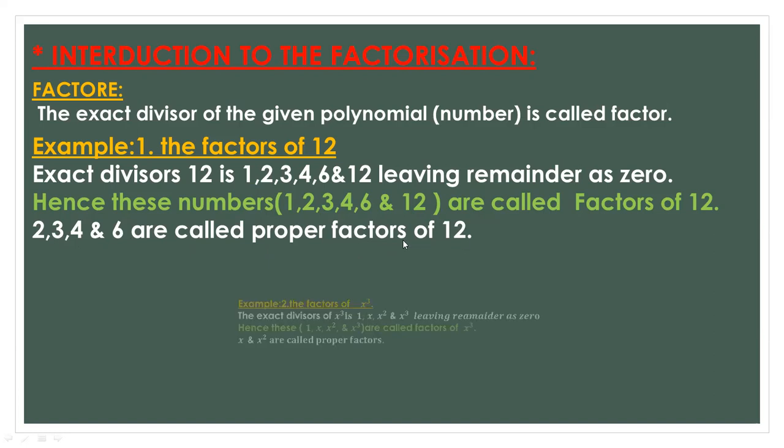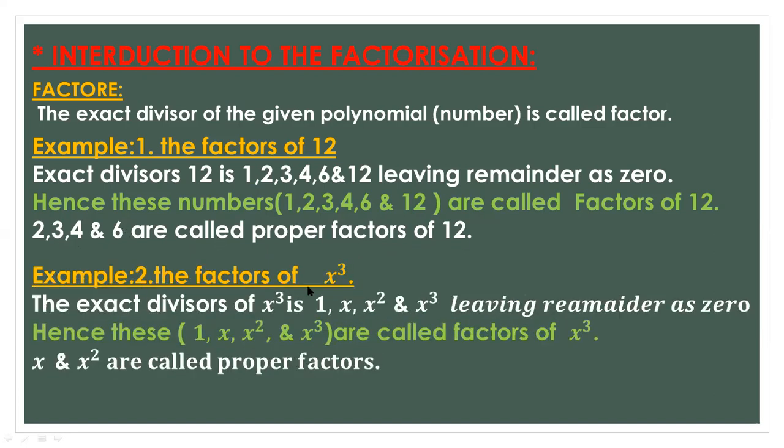So we shall take one more example here. The factors of x cube. The exact divisors of x cube are 1, x, x square and x cube. These divide x cube, leaving remainder 0. Hence 1, x, x square, and x cube are called the factors of x cube. The proper factors of x cube are x and x square.